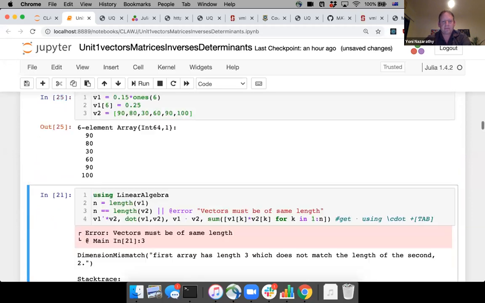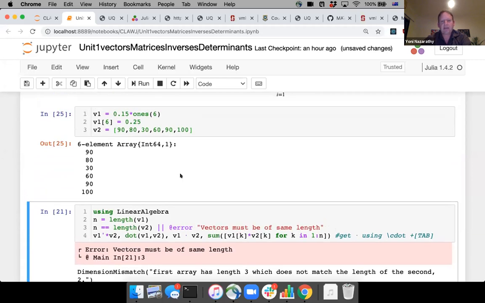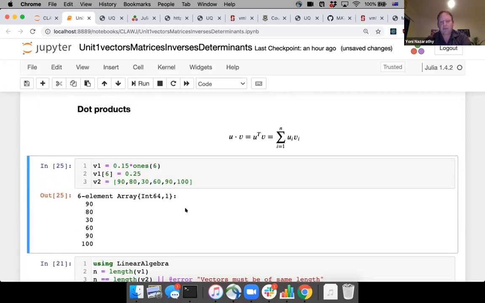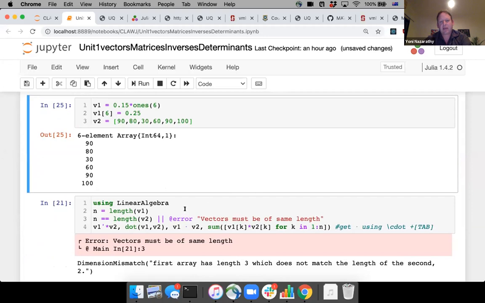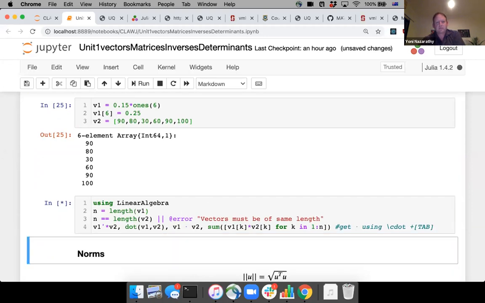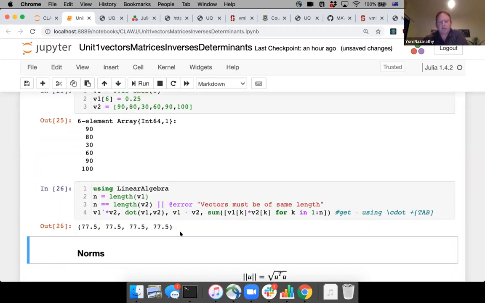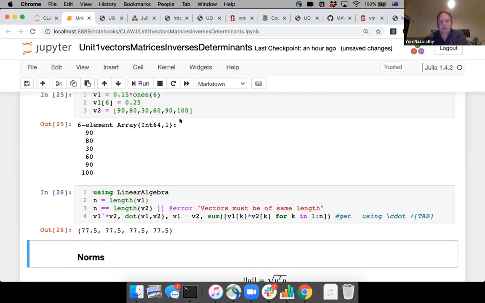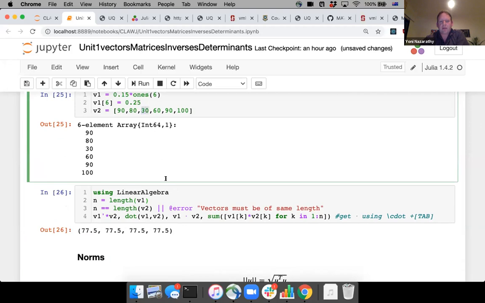If we now do the inner product of v1, v2, it's nothing but the weighted average. And you got 77.5. That's, by the way, called a 6, it's not a 7. So that 30 really threw you off. All right, so that's how you can use an inner product.